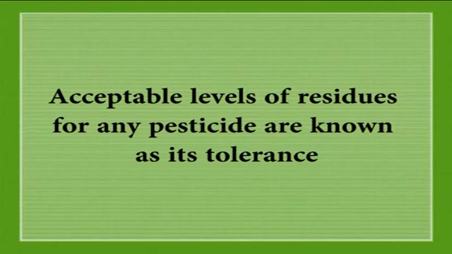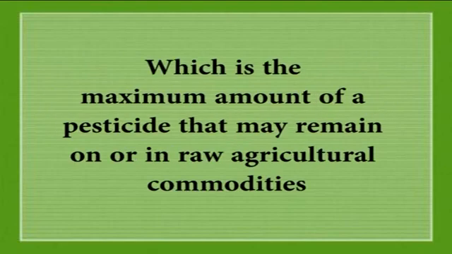Acceptable levels of residues for any pesticide are known as its tolerance, which is the maximum amount of a pesticide that may remain on or in the raw agricultural commodities. Government agencies set these acceptable levels. Research is conducted using laboratory and animal tests to establish tolerances. From this research, amounts of pesticides that remain are determined to be harmless to consumers.